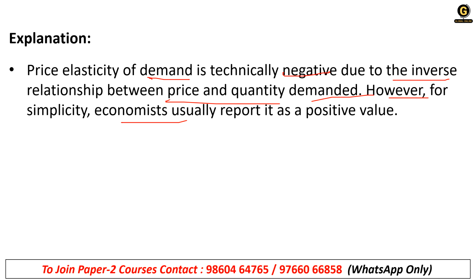So it is said that price elasticity of demand is technically negative due to the inverse relationship between price and quantity demanded, right? That means when price is increased, the quantity demanded will be decreased. But often economists show in the report the positive value, because there are some reasons: when economists do this, their calculation will be easier, right? They focus more on magnitude than the direction, so they do this. There will be no confusion when it is shown positively.